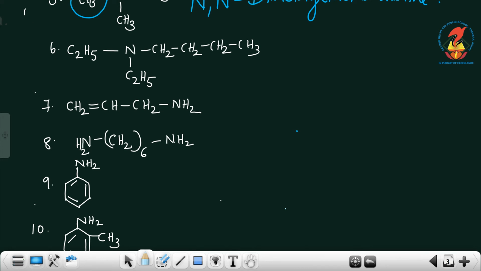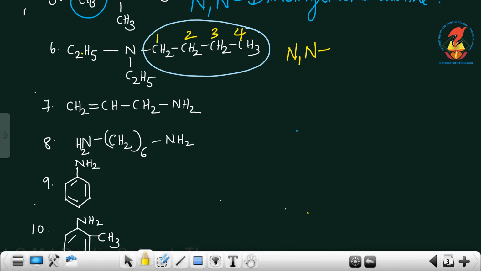The next one is again a tertiary amine. On one side we have 2 carbon atoms, on another side we have 2 carbon atoms, but on the other side we have 4 carbon atoms. So select this one as the parent chain and give the number: 1, 2, 3, 4. The other 2 will go as substituents. So here it will be N,N-diethyl. Then 4 carbon means but, singly bonded means butan, 1 amine, or butanamine.